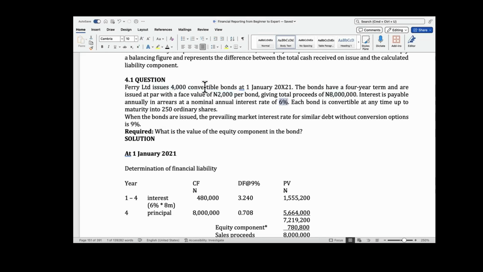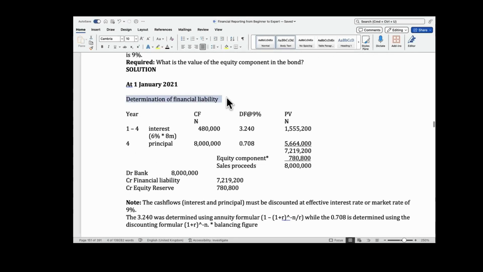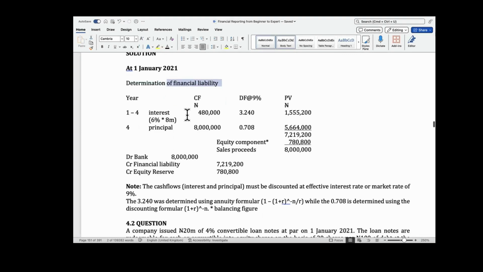Knowing that this is a convertible bond, it therefore means that this 8 million, at the date we borrow the money, we need to split it, we need to bifurcate it, we need to separate it into liability and equity. To do that, we need to firstly determine the value of the liability. As soon as we determine that, you're done. The equity component is just the balancing figure.